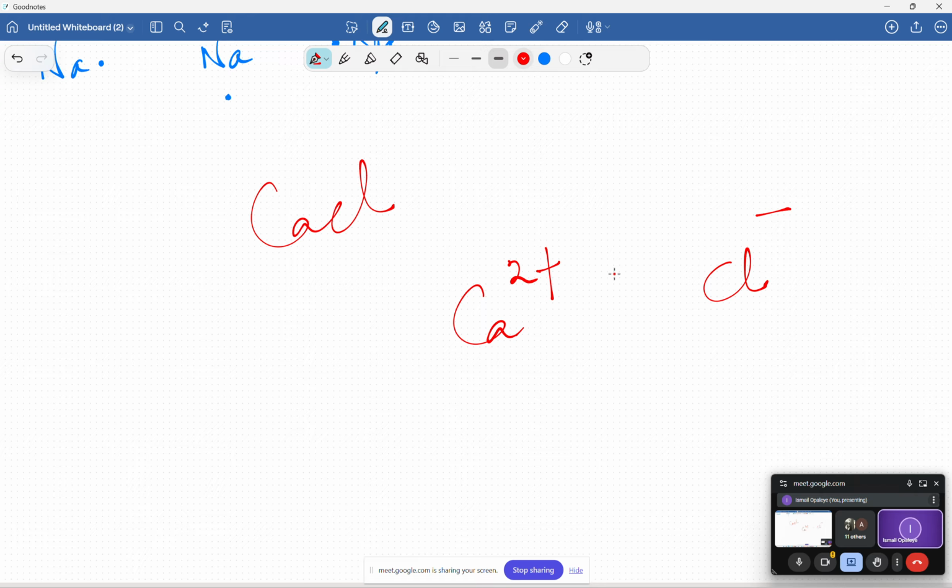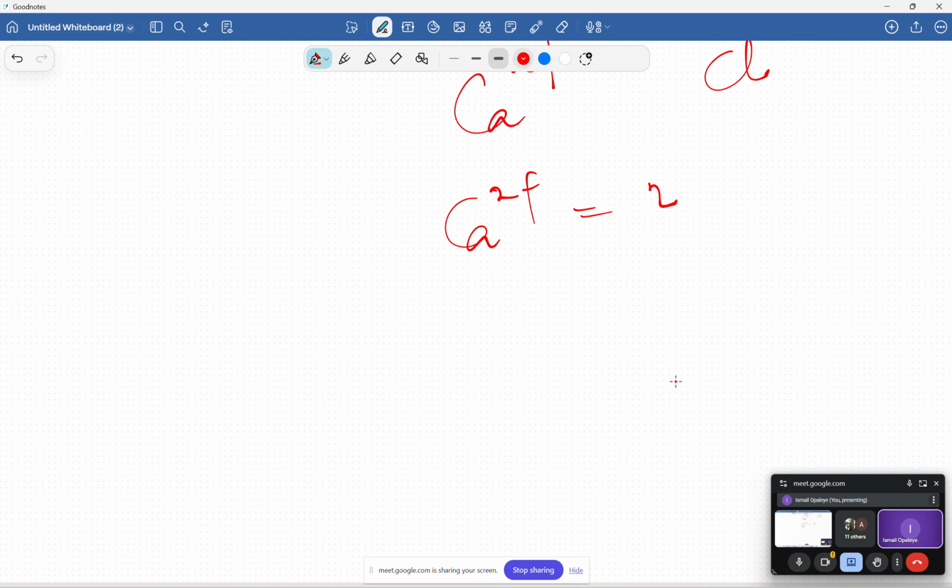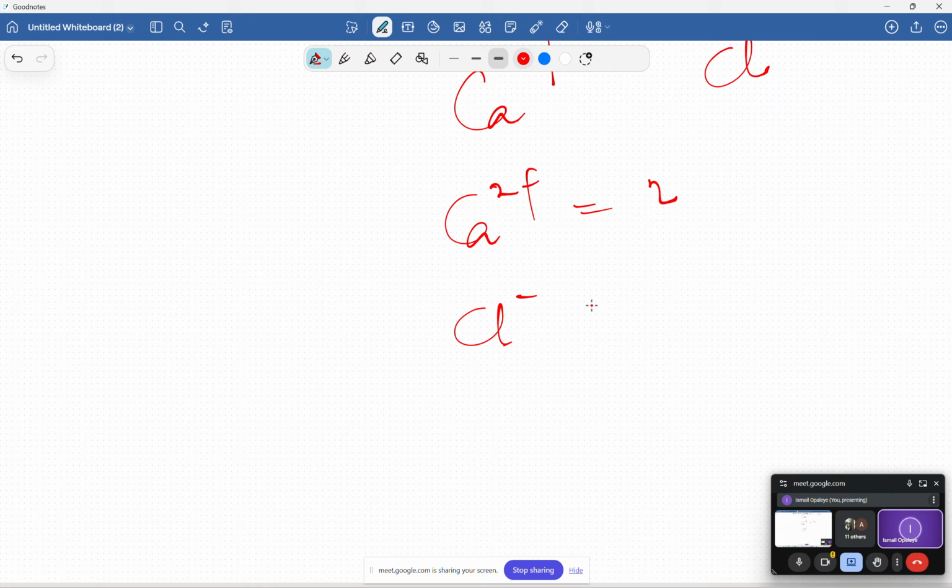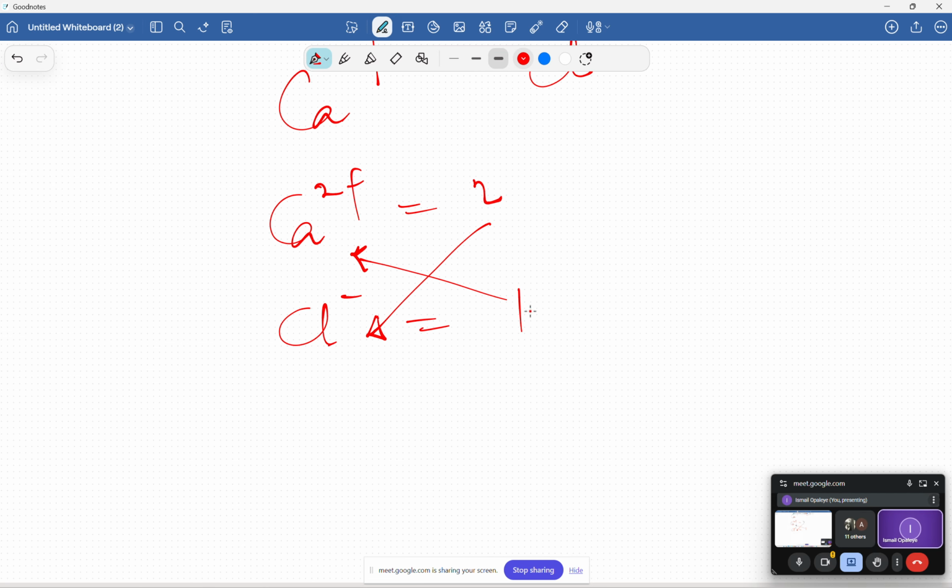Even from the principle of valency, you are expected to know that they are going to exchange their valencies. Ca2 plus has a valency of 2. Cl minus has a valency of 1. So they are just going to change their valency. When they change valency, basically what you're going to form is CaCl2.